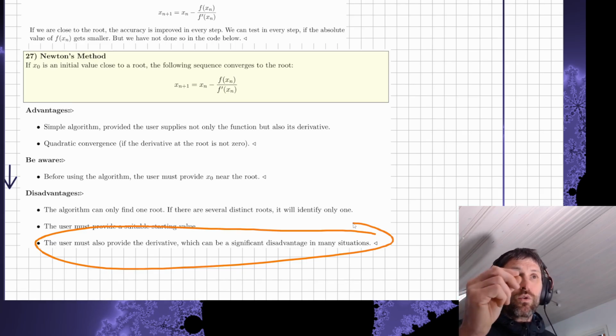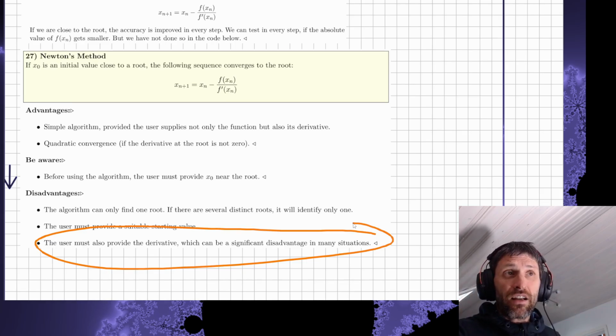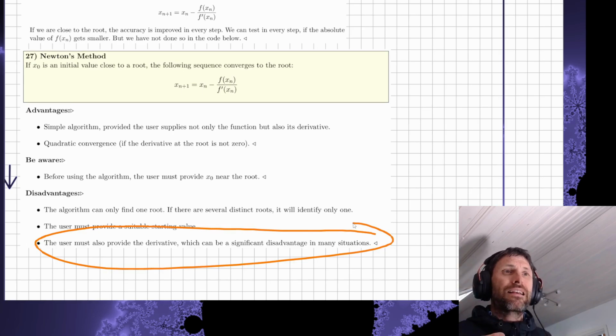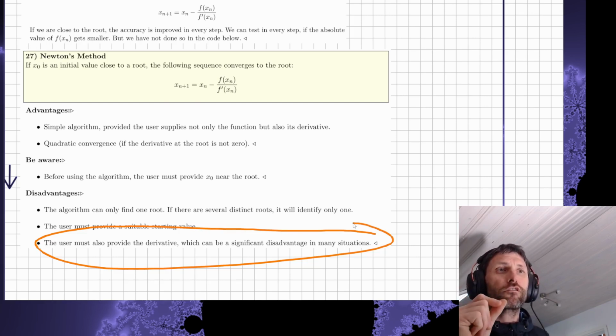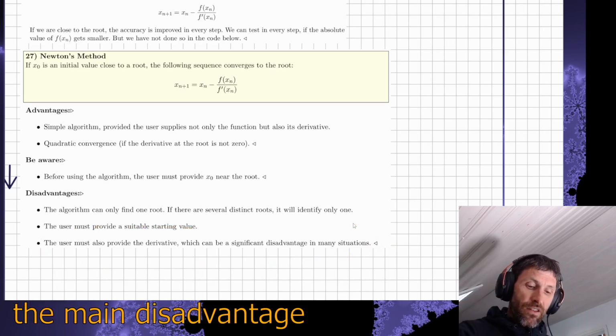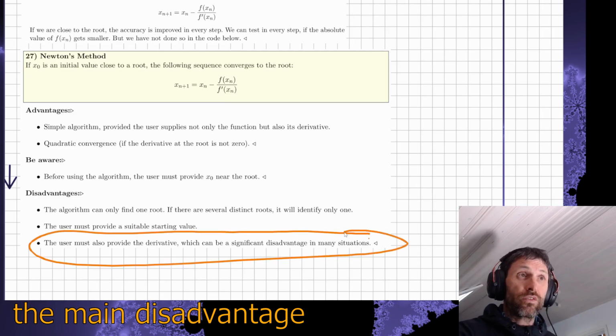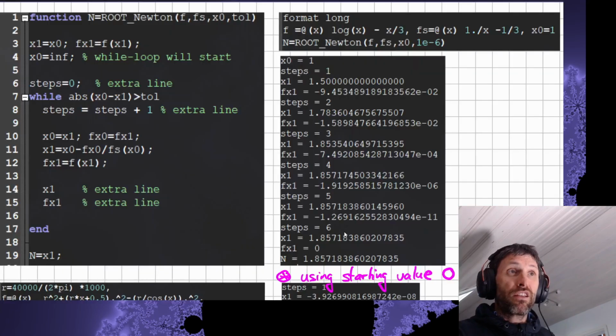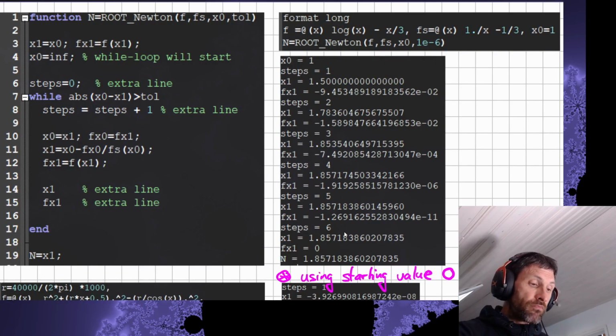Okay, so Newton's method is a standard algorithm when teaching numerics and teaching calculus, but the truth is it's not so often used in numerical algorithms, and the main disadvantage is you have to provide the derivative as well, and that might be a big thing to find.